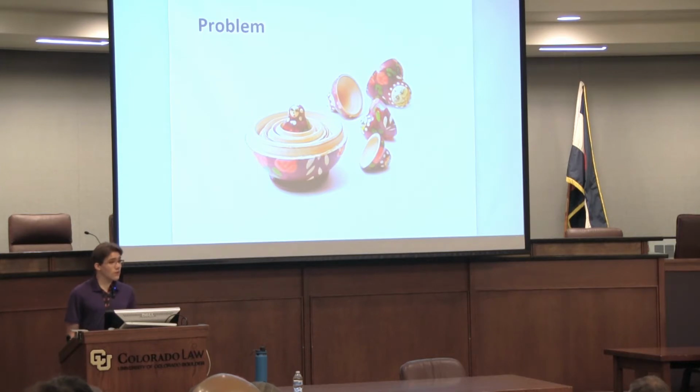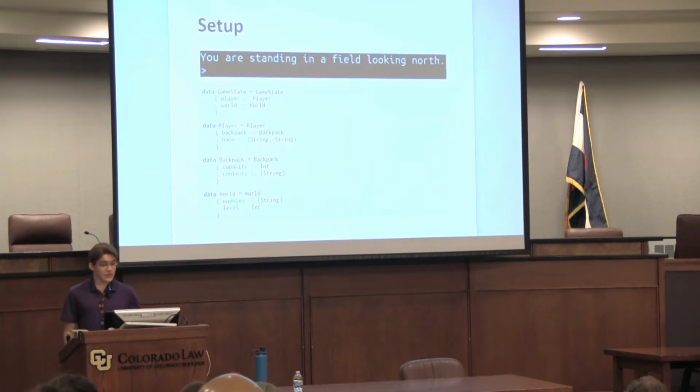And most languages solve this problem by encouraging mutation and impurity. As we all know, imperative code is gross, though, and we'll see how to get something even better and remain completely pure. So here are some data structures I whipped up. We have our game state, which has a player and a world. Our player has a backpack and a full name. Our backpack has a capacity and a list of contents, and our world has a list of enemies and the level number. So nothing fancy going on here.